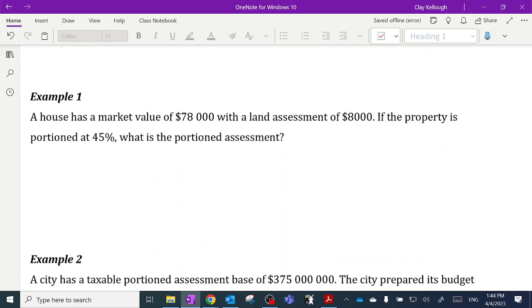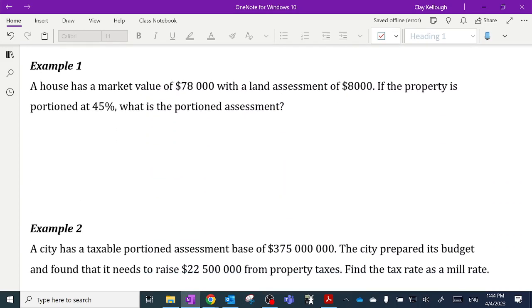Example 1. A house has a market value of $78,000, and they've assessed the land that the building's sitting on at $8,000. In other words, even if you knock the building down, the land is still worth $8,000. That's very often how they do your property tax assessment. They'll assess the building and the land separately, and then you just add them together. So that's what we'll do first. We'll add them together.